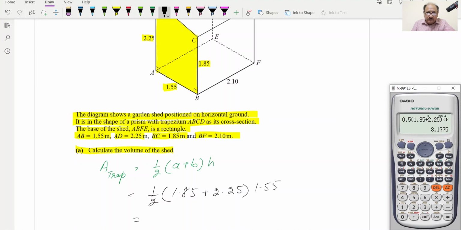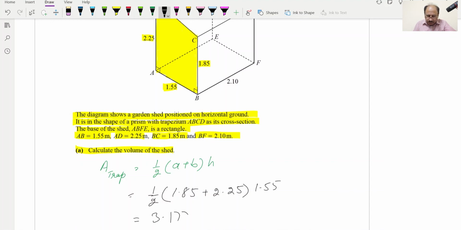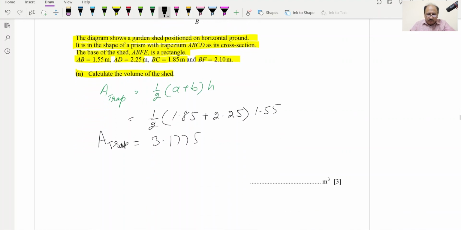Basically, we have made a mistake, it is (A plus B) into H. Yeah, so this will be the area: 3.1775. This will be the area. After this we need to find the volume, and we will be multiplying it with 2.10.